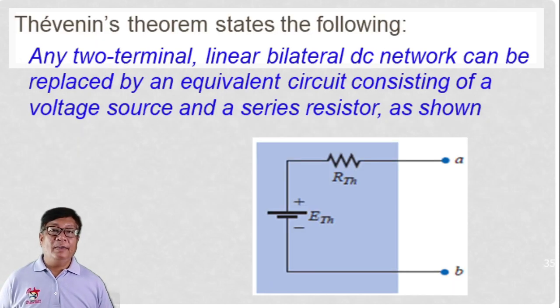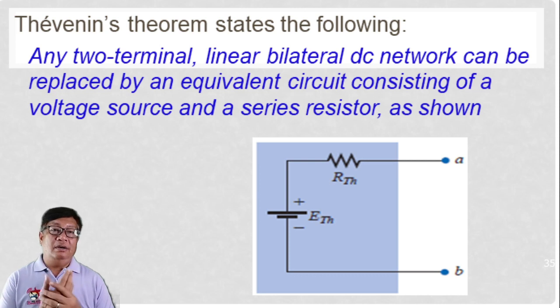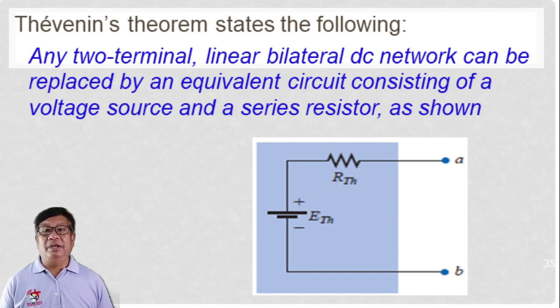So now to discuss more about Thevenin's Theorem, it says here, any two-terminal linear bilateral DC network can be replaced by an equivalent circuit consisting of a voltage source and a series resistor. No matter how complicated or complex our circuit is, we can combine the internal circuit and represent it by a single voltage source and a single resistance. We call that voltage source the Thevenin voltage, and the resistance is the Thevenin resistance.